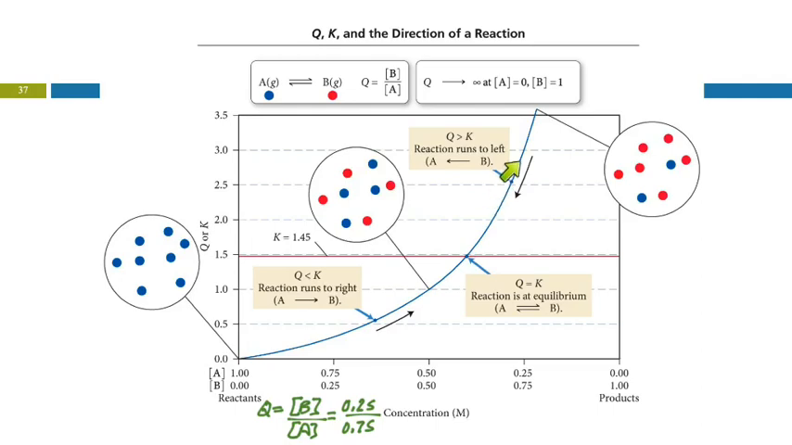Over here, we could set this up so that the product is 0.75 and the reactant is 0.25. We stick those things together, a reaction is going to occur, and it's going to go in the reverse direction until it gets to equilibrium. Because over here, we've got the product concentration being too high and the reactant concentration being too low to give the equilibrium constant. So if Q is greater than K, the reaction will go to the left.